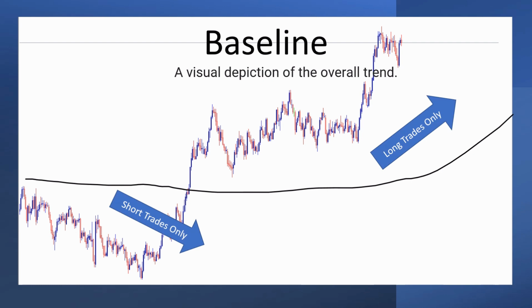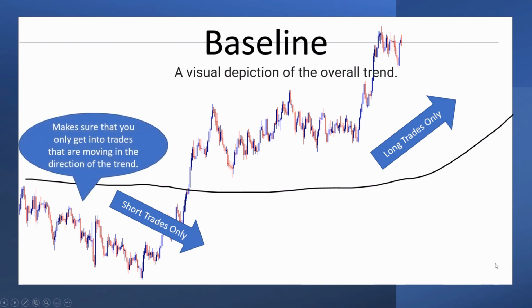Now, this particular baseline is a very smoothed out baseline. But you can see, once you have a baseline in place, that when price is under the baseline, of course, you're only going to be looking for short trades. So depending on where you get your signals, you're going down, you're not going up, and vice versa for if price is above the baseline. Then you're only looking for up trades. So that's where we start.